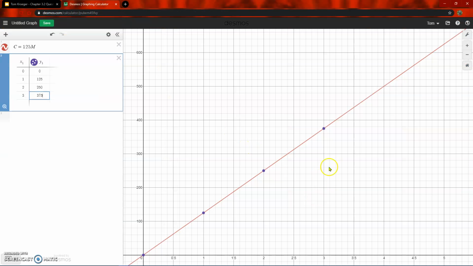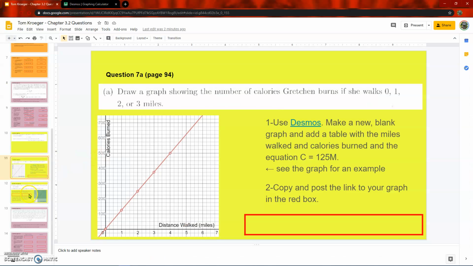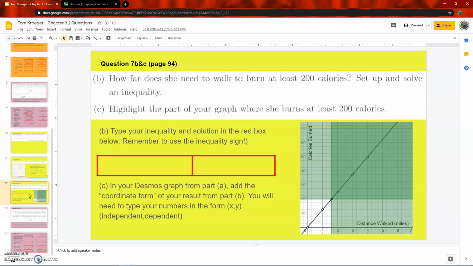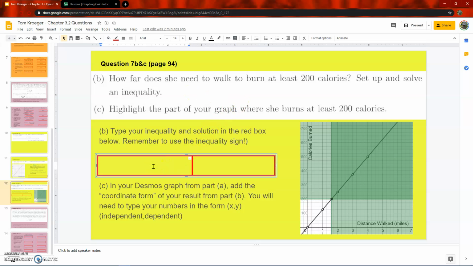And I'm going to hold off and copy and put my graph in a little bit. What I'm going to do here is go to this question, and I'm going to answer questions B and C. How far does she need to walk to burn at least 200 calories? Set up and solve the inequality. Well, 200 would be the minimum. So whatever has to be greater than or equal to that.